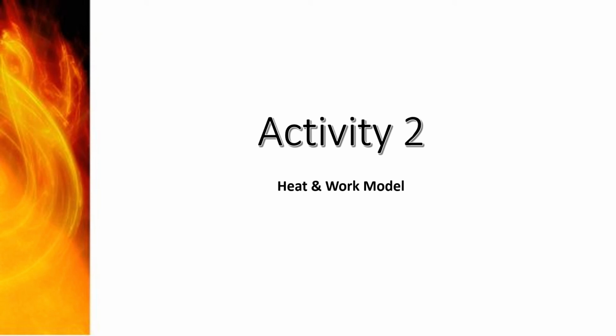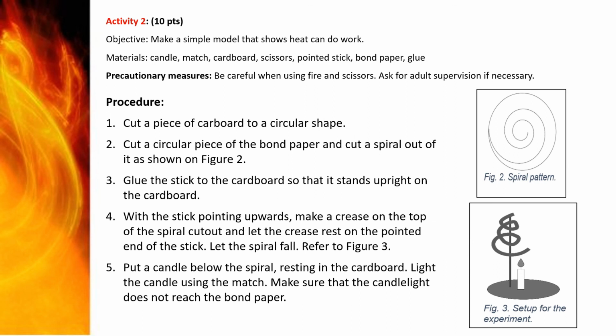For your activity number 2, you have to create or to do an experiment that will showcase the heat and work model. For activity number 2, objective, make a simple model that shows heat can do work. Materials: candle, match, cardboard, scissors, pointed stick, bond paper, glue. Precautionary measures: be careful when using fire and scissors. Ask for adult supervision if necessary.